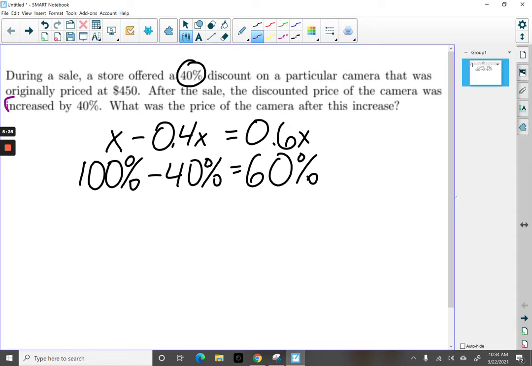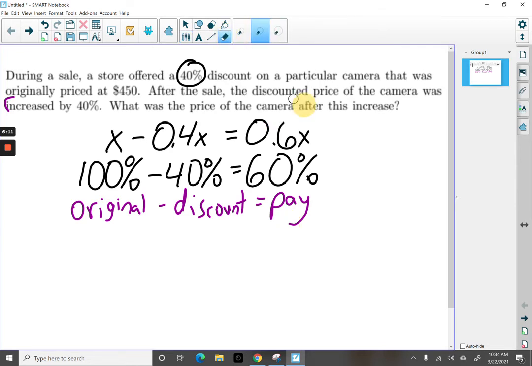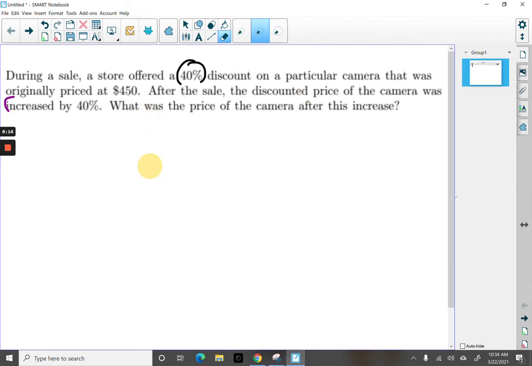An easier way to think about it is we have my original, we are subtracting the discount, and it equals the amount that we pay. We are paying for 60% of that camera. So instead of doing this at the end of the problem like we just did in the last example, this time we're doing it first. We're figuring out that we're paying for 60% of this. And we can use this to solve this slightly quicker than before.